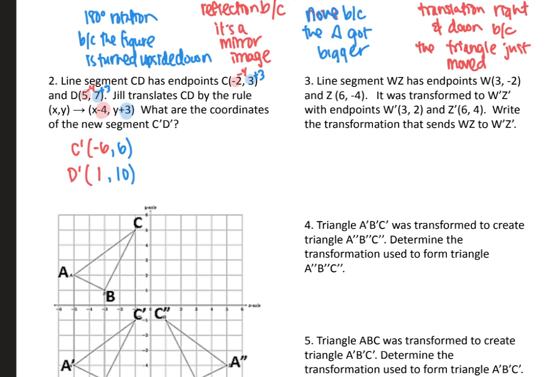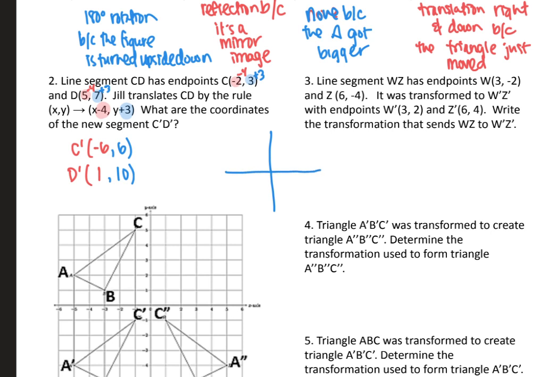All right, number 3 says line segment WZ has endpoints W (3, -2) and Z (6, -4). It was transformed to W prime Z prime with endpoints (3, 2) and (6, 4). Write the transformation that sends WZ to W prime Z prime. So it looks like in this case, the x coordinate stayed the same, but the y coordinate changed to the opposite sign. Let's just sketch a graph of this real quick to see what it looks like.